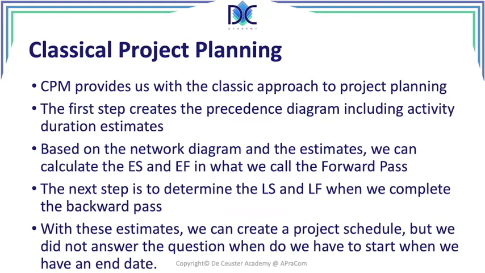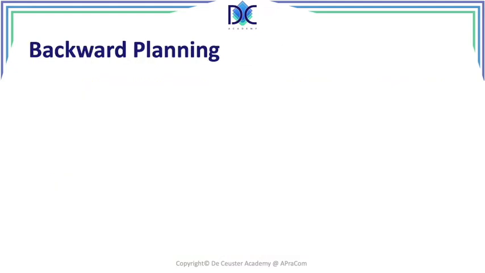Now, with these estimates, we can create a project schedule. But we did not answer the question, when do we have to start the project? When we have an end date. And that's something that we have to verify. What is the actual end date of the project? And that's where we do the backward planning.